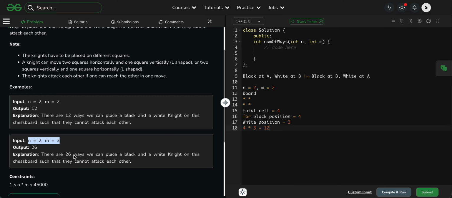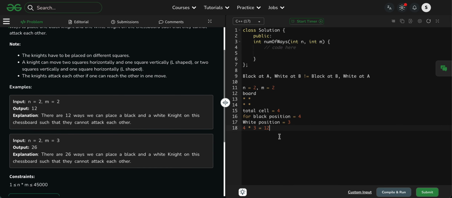First we have to count the attacking pairs and subtract them. If one knight attacks with 2-1 and 1-2 moves, then on the same 2 by 3 board there are exactly 2 attacking pairs, which means 2 into 2 is equal to 4. So 30 minus 4 is equal to 26. So that's the reason the answer is 26.